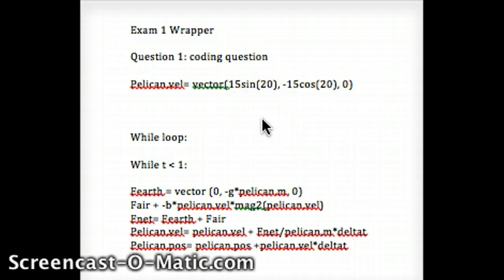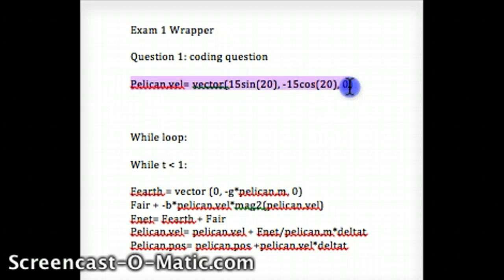The question I chose to do from the exam was the first question, which is the coding question using the picture provided of a pelican moving downwards in the water. So for the first missing value on the test, it was the initial velocity of the pelican right here.